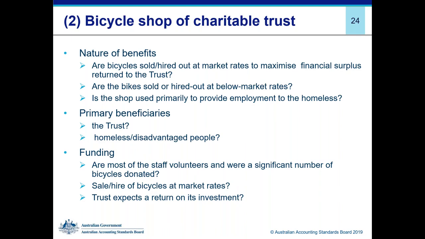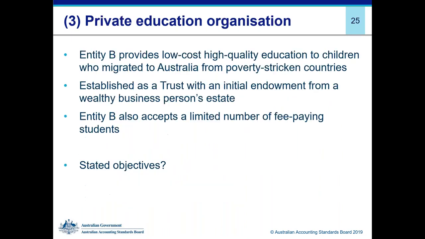I'll now pass back to Peter for some further examples. Thanks, Clark. So the next example deals with the private education organisation. Now, in this case, we have Entity B, it's a trust. It provides low-cost, high-quality education to children who migrated to Australia from poverty-stricken countries. At the same time, though, it also accepts a limited number of fee-paying students.